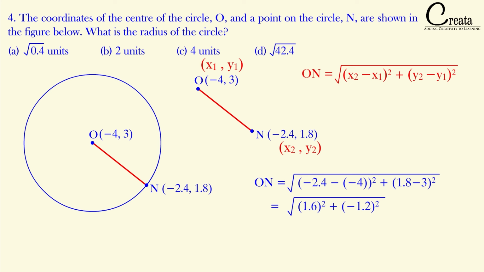Here 1.6 square will be 2.56. 1.2 square will be 1.44. On addition we get the root of 4, that is 2. So the radius of this circle is 2 units. That is the answer to the question. Very simple question. Got it? So we are done with this question. Let's move to the next question.